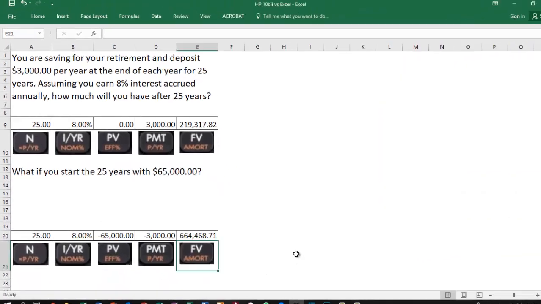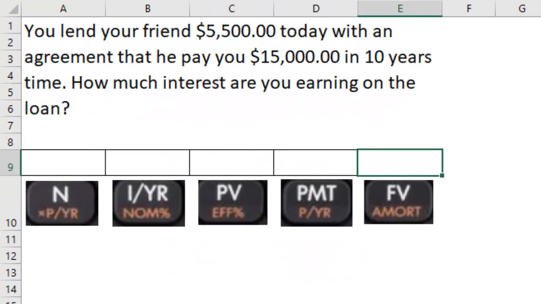Let us try another example. You lend your friend $5,500 today with an agreement that he pay $15,000 in 10 years' time. How much interest are you earning on the loan? Okay, so up until now we've been doing future value. This time we're going to work out the interest. So let's have a look.